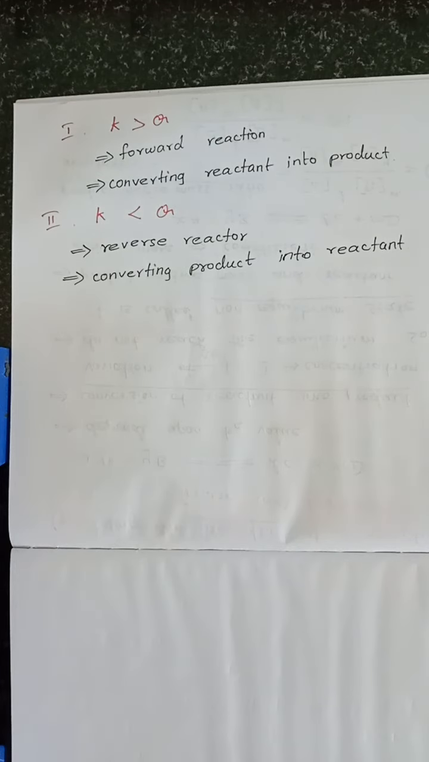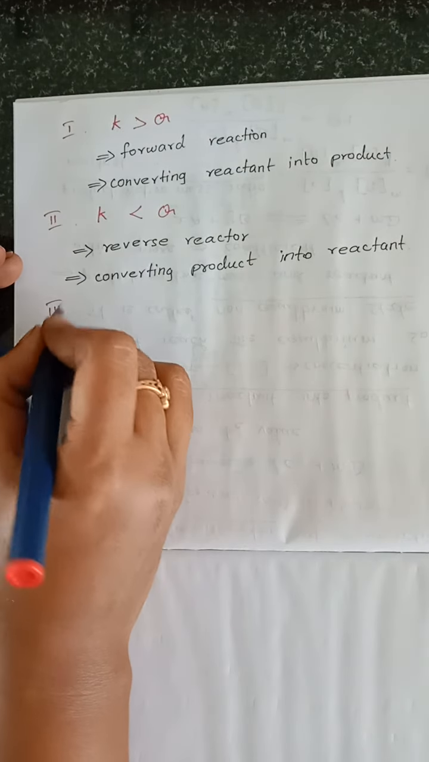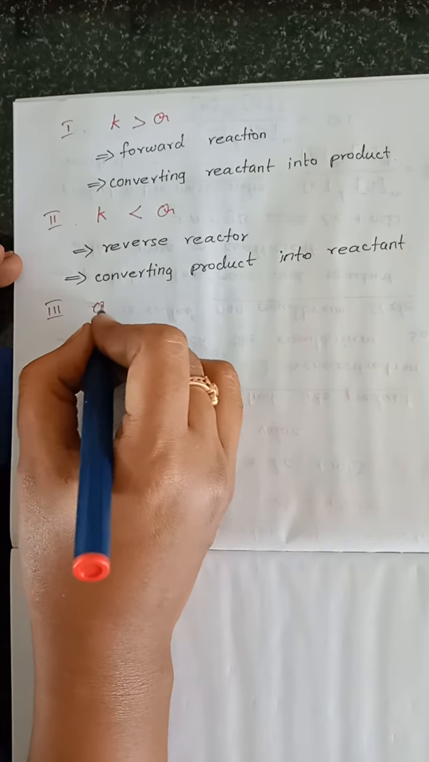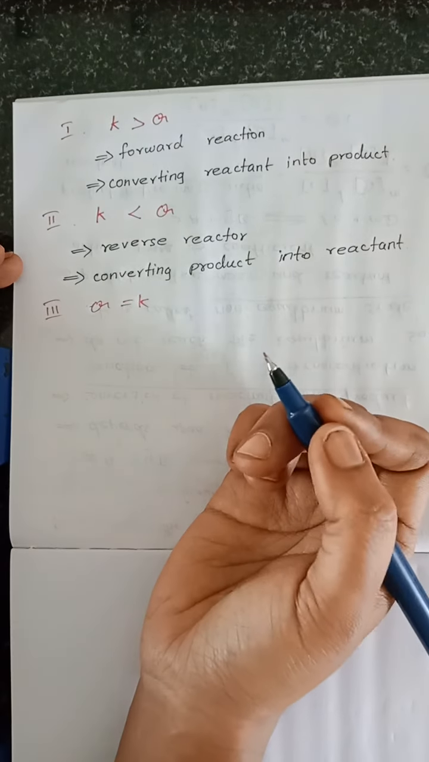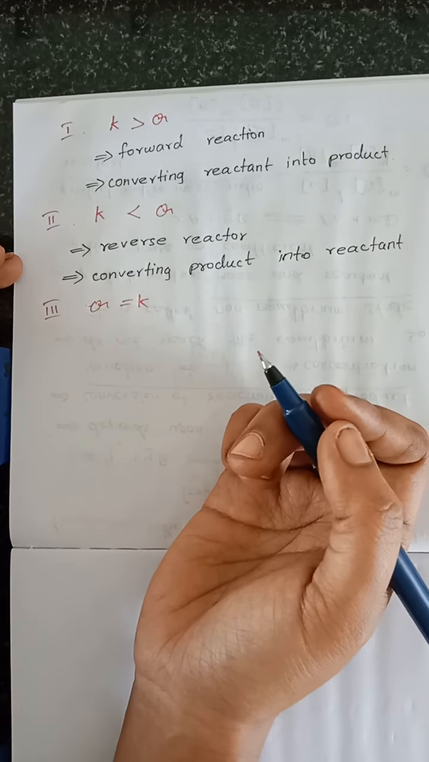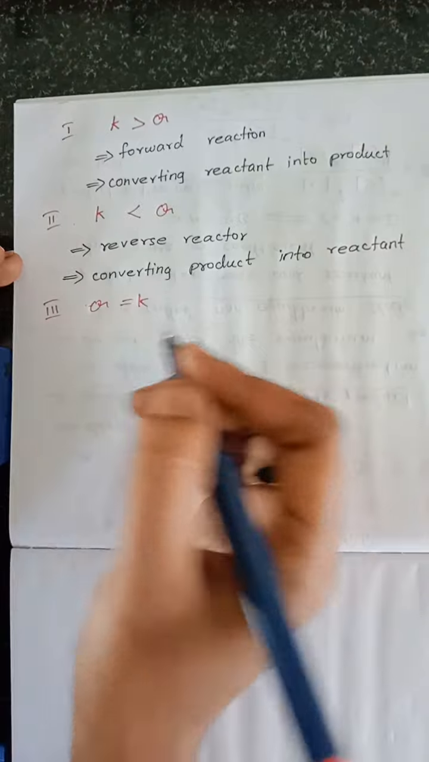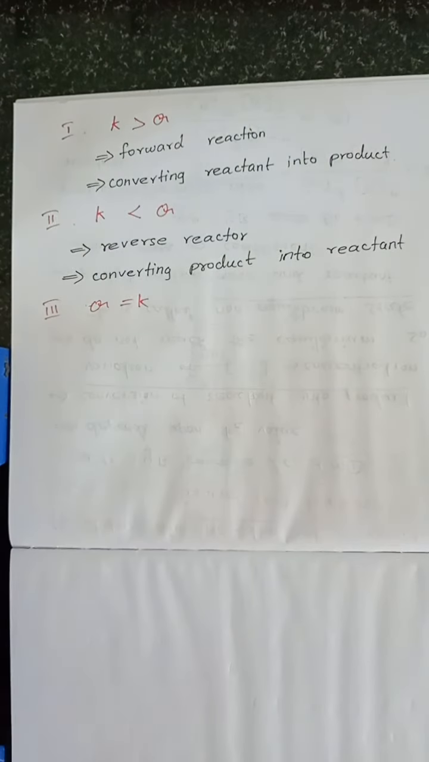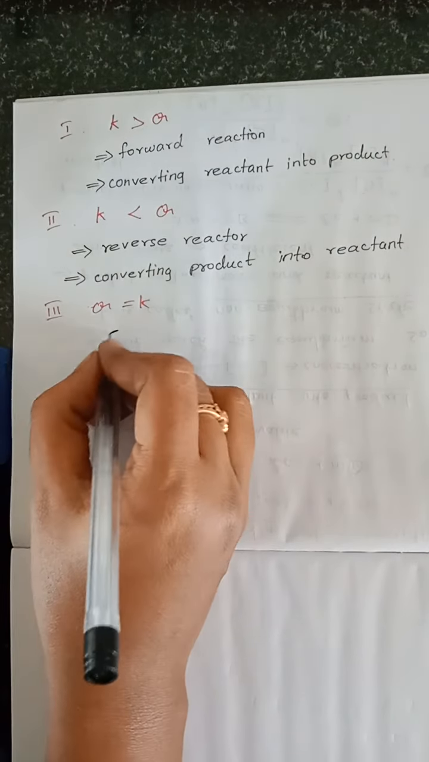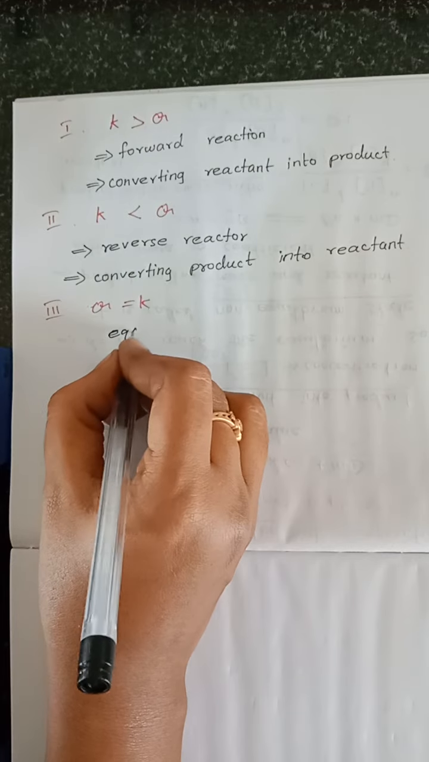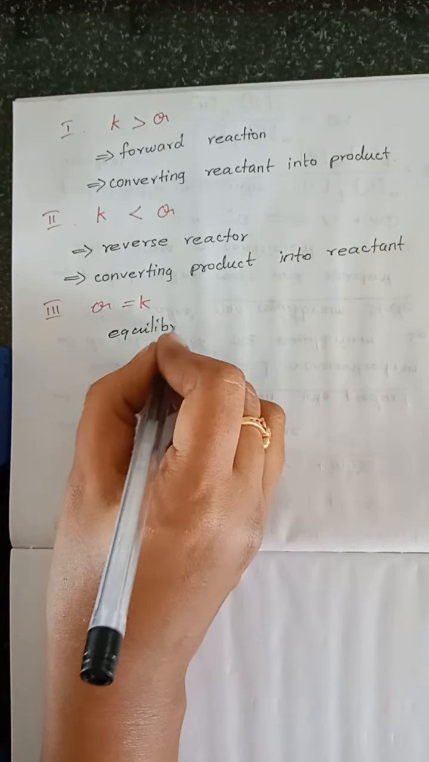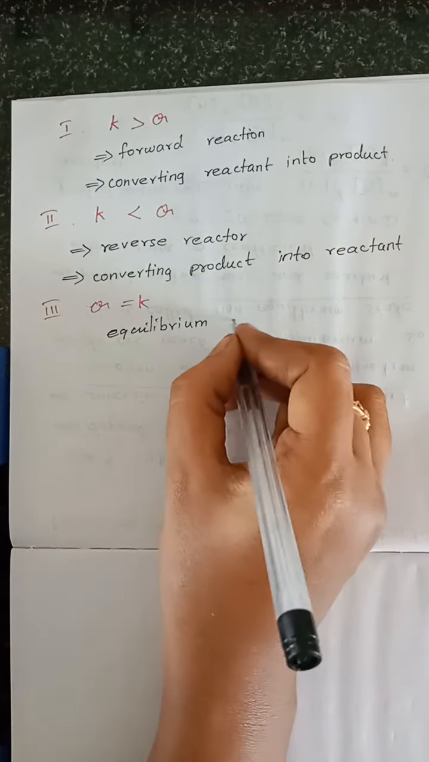Then the third case: Q is equal to K. The system is already at equilibrium, so this is an equilibrium reaction.